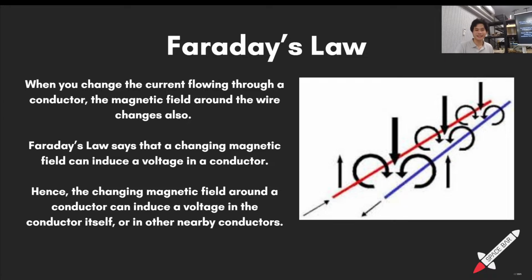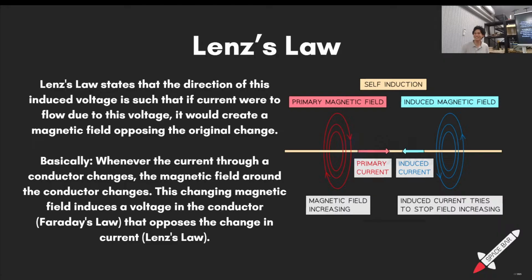Next slide. Yes, next slide. So then we have Lenz's law, all right? And Lenz says that the induced voltage by the changing magnetic field is in the reverse direction, which means that the voltage will create a magnetic field that opposes the original changing magnetic field. So basically, whenever I change current through a conductor, the magnetic field changes. This magnetic field, which is changing, produces a reverse voltage in the conductor which fights against the changing current.